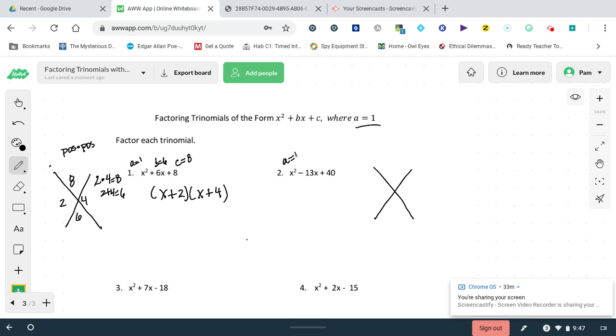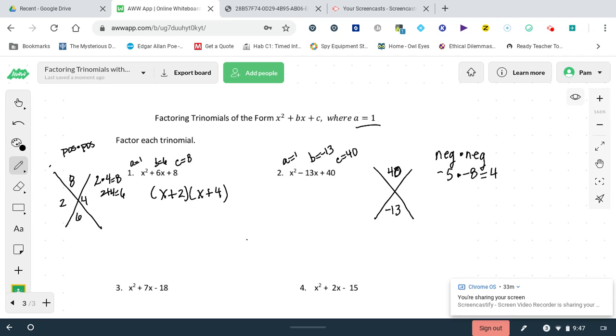A is 1, just like I want. B is negative 13. C is 40. C goes in the top of the x. It represents your product. B goes in the bottom of the x. It represents your sum. Okay, now because my product in the top is positive, I know the signs have to be the same. I either have a negative times a negative or a positive times a positive. Look here. This number is negative, which tells me I have a negative times a negative.